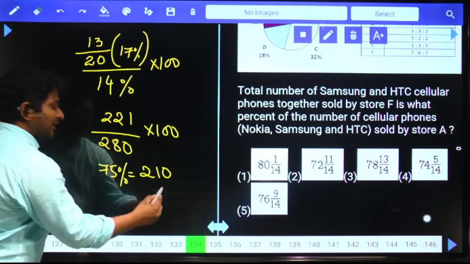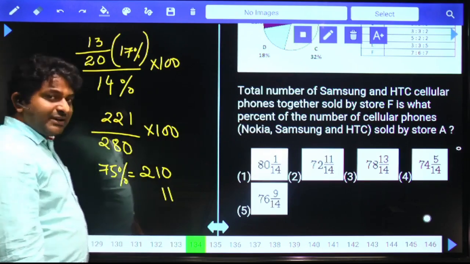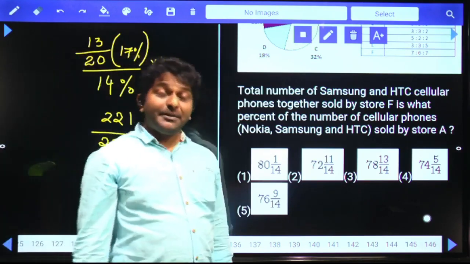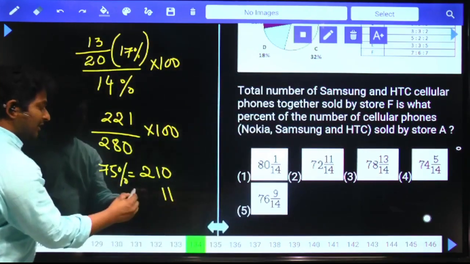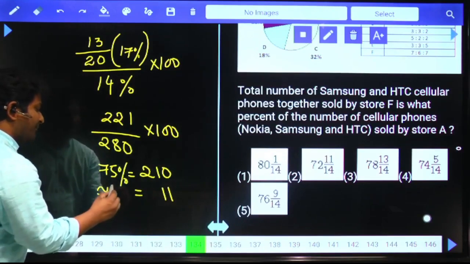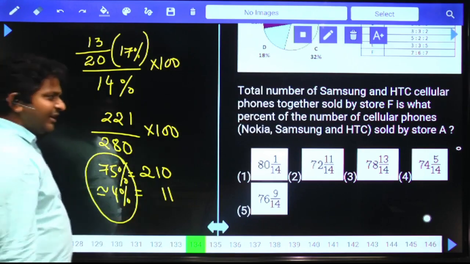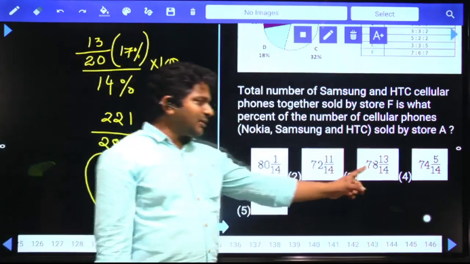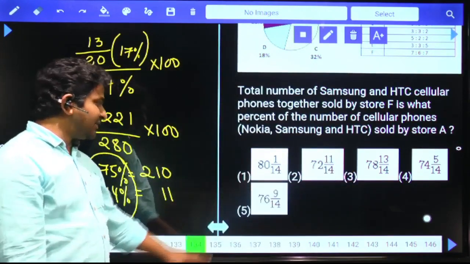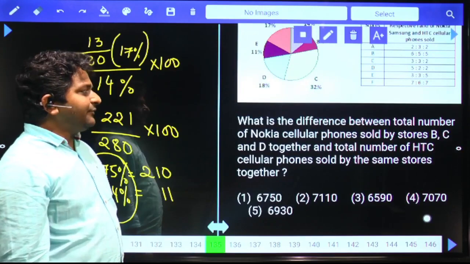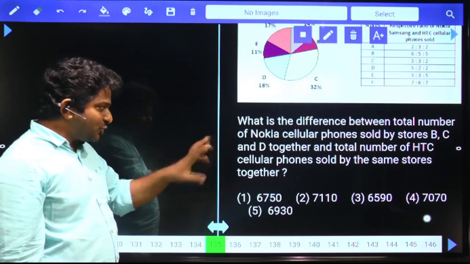To get the numerator, again we have to add 11. 1 percentage is 2.8. 2.8 double, 5.6. 5.6 double, 11.2. Approximate to that. So this value is approximate to 4 percentage. Answer should be very close to 79 percentage. How many options are close to 79 percentage? Third option 78, 13 by 14. Third option final answer.